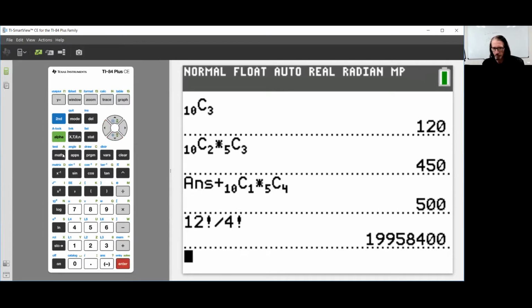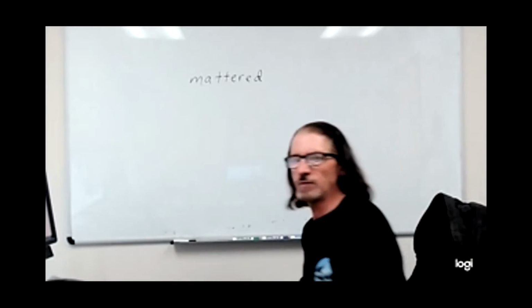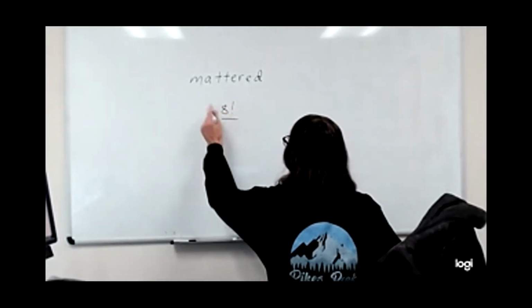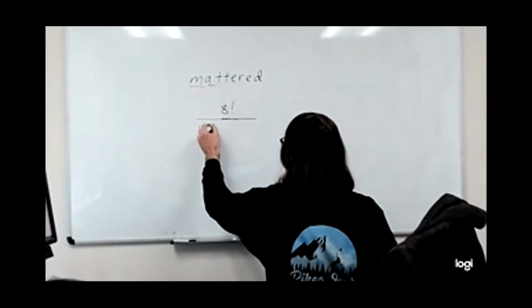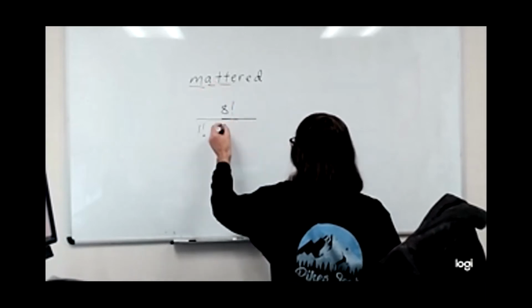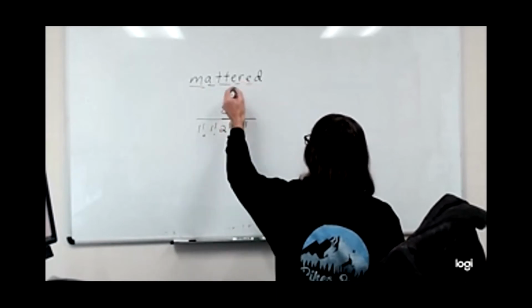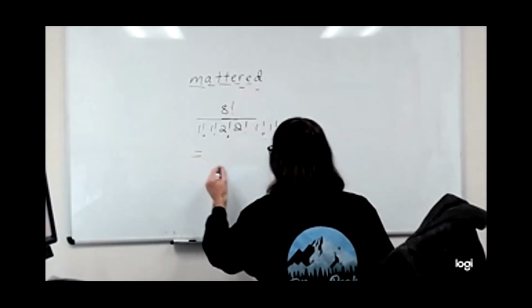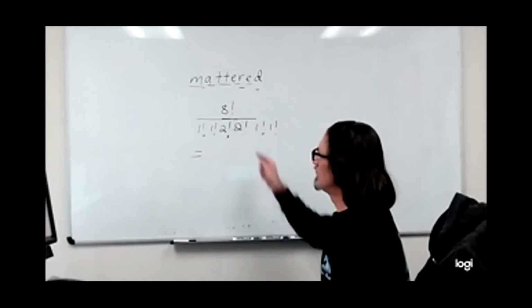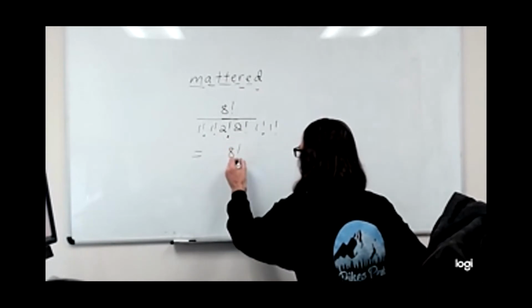Pretty large number. Let's do one more of those. In the word mattered, we have 8 letters. M shows up once. A shows up once. T shows up twice. E shows up twice. And then R and D both show up once. So again, 1 factorial is 1. Multiplying by the ones down here are just going to leave us with 2 factorial times 2 factorial.